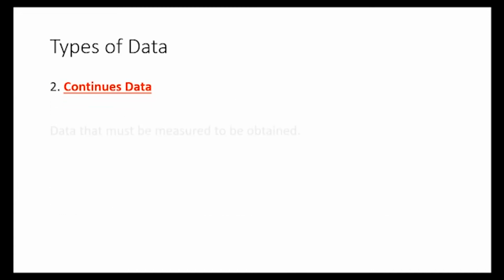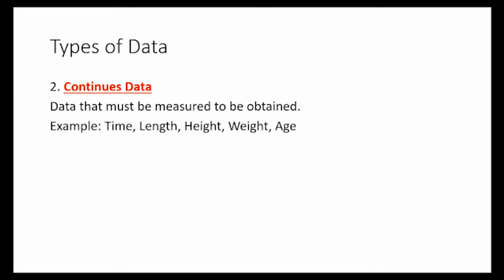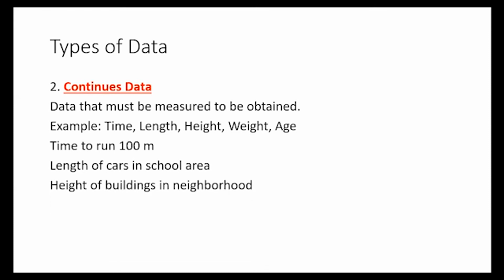Now, continuous data is data that you can obtain, but you have to measure it first. Examples are time, length, height, weight, and even our age. Like time to run 100 meters, we use a stopwatch to measure it. Length of a car in the school area, we also have to measure it. Height of a building in the neighborhood, we also must measure it.